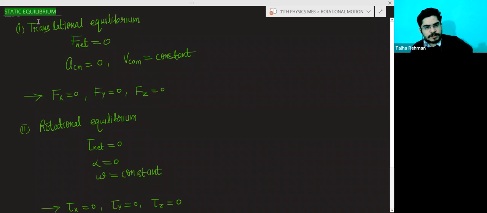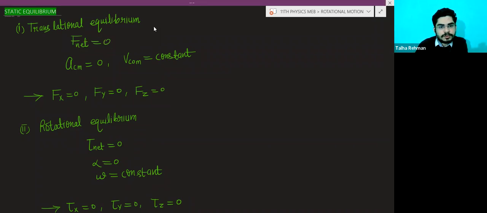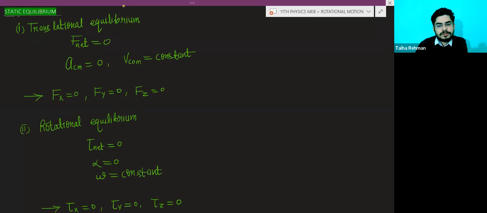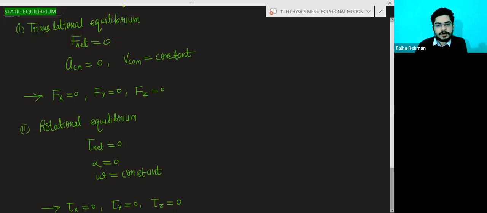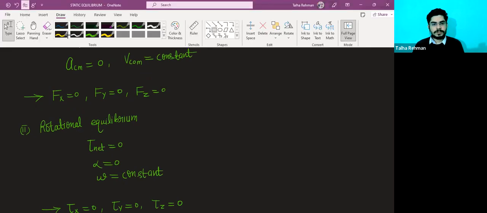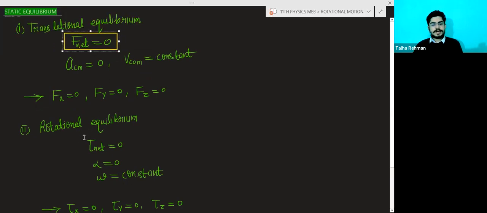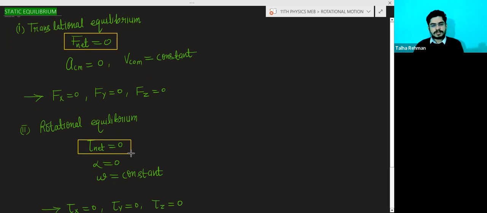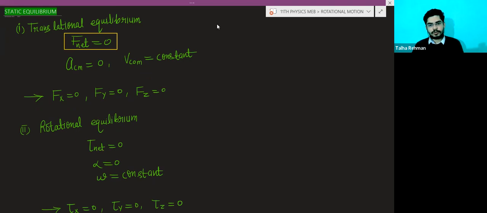So the body will be in static equilibrium when the net force on the body is equal to 0 and net torque on the body is equal to 0 also. Then only the body will be in equilibrium. Net force on the body is equal to 0 and net torque on the body is equal to 0 means the body is in rotational equilibrium.